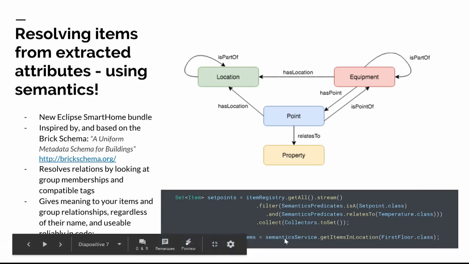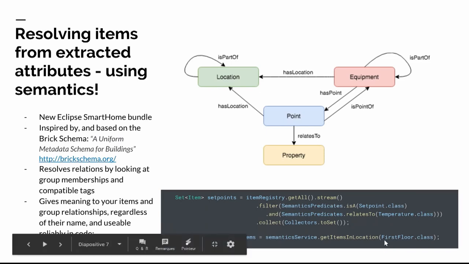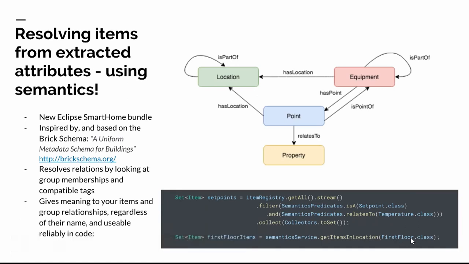You also have a semantic service, for instance, identifying items in a particular location. In that case, first floor is a part of the ontology, so if you want to have all the items in the first floor, then it doesn't matter if it's called upstairs or Obergeschoss or premier étage or whatever, because the tag will provide translated synonyms for all those terms that you can refer the tag to.